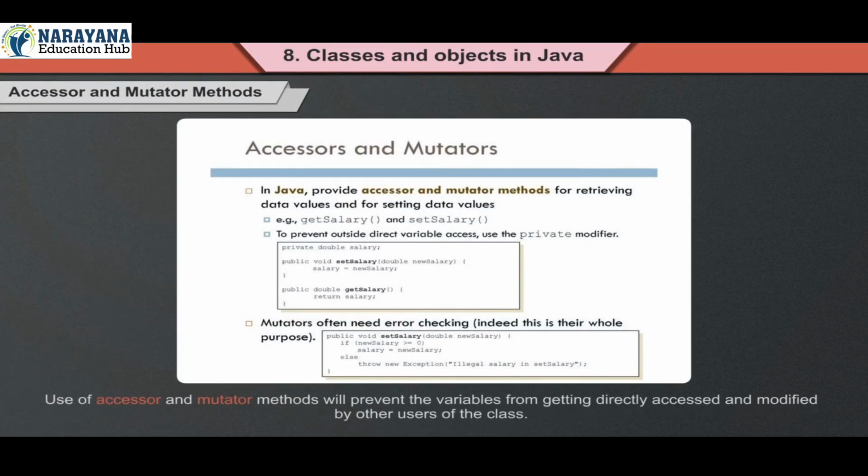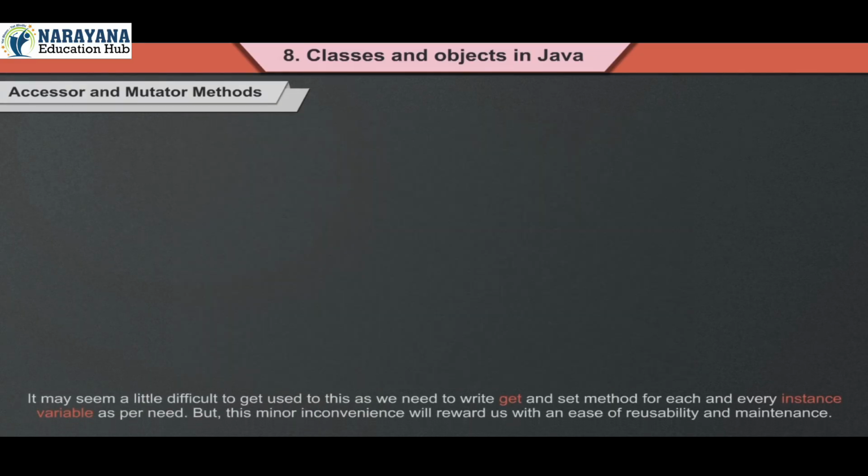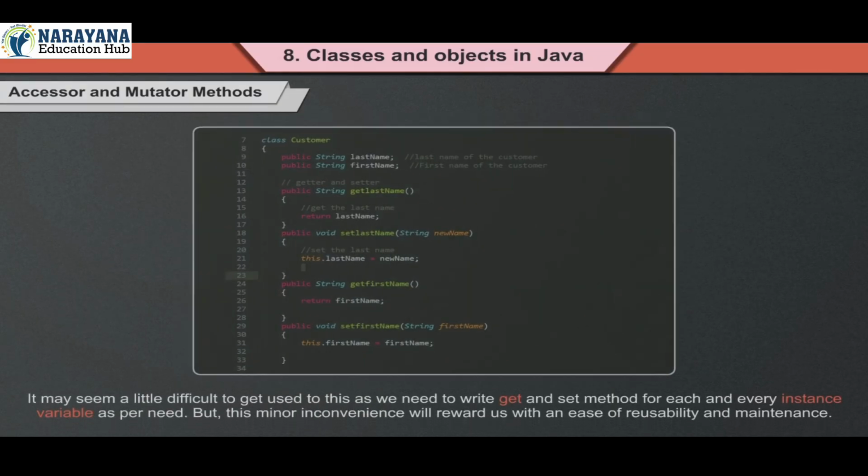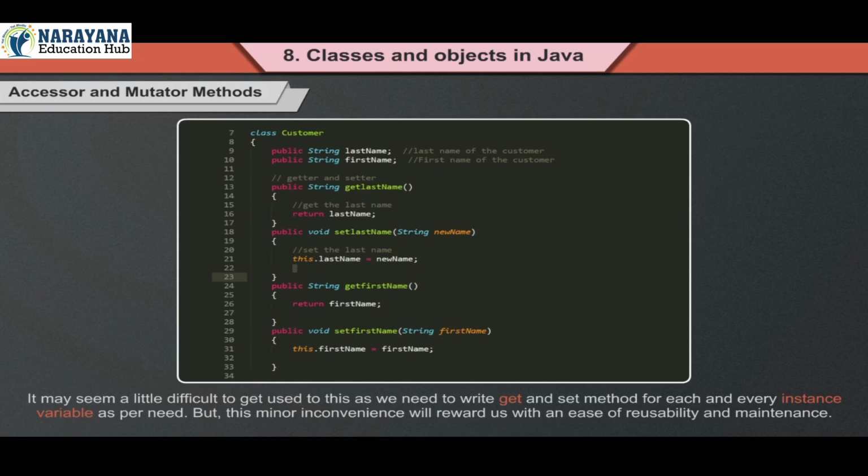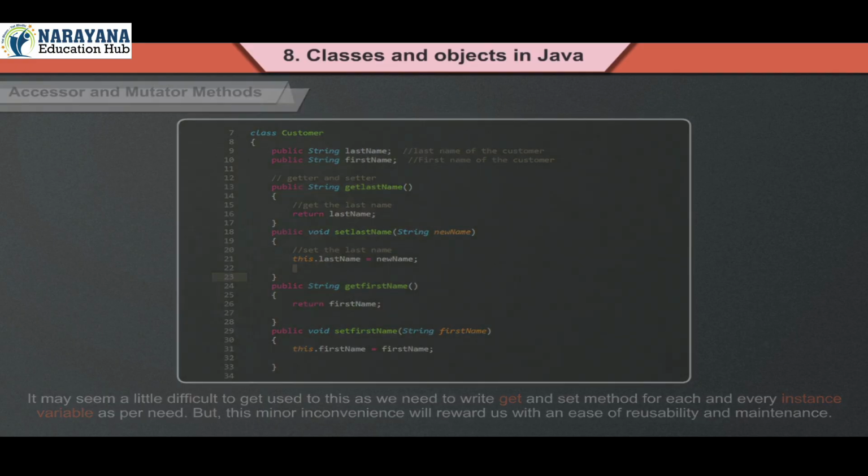Use of accessor and mutator methods will prevent the variables from getting directly accessed and modified by other users of the class. It may seem a little difficult to get used to this, as we need to write get and set method for each and every instance variable as per need. But this minor inconvenience will reward us with an ease of reusability and maintenance.